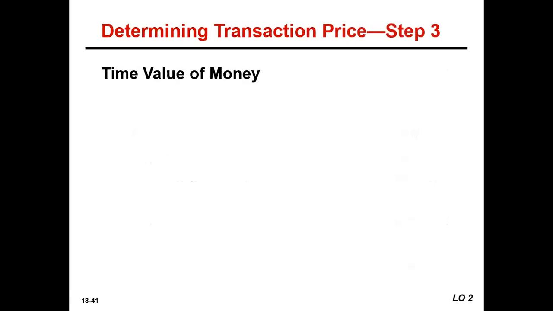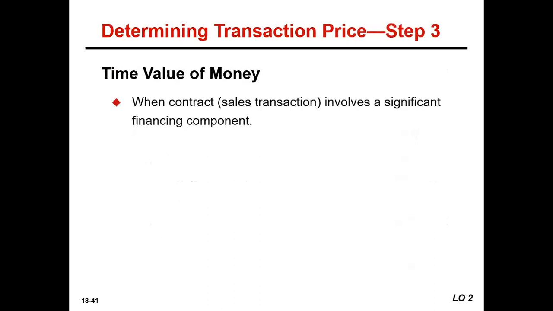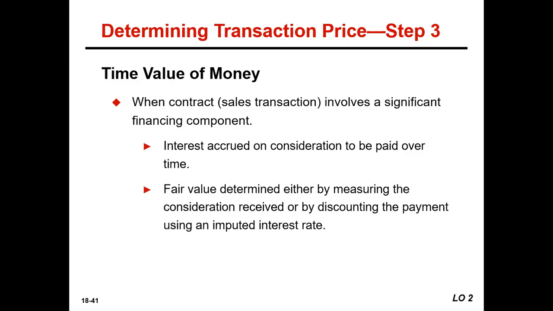Application of the time value of money. So we call it the timing of payment. So when the sales transaction involves a significant financing component, we need to apply TVM here. So interest accrued on consideration to be paid over time, fair value determined either by measuring the consideration received or by discounting the payment using an imputed interest rate. Company reports as interest expense or interest revenue.